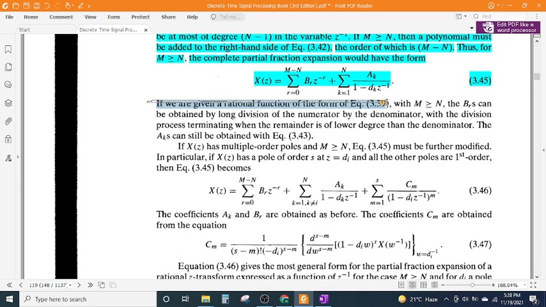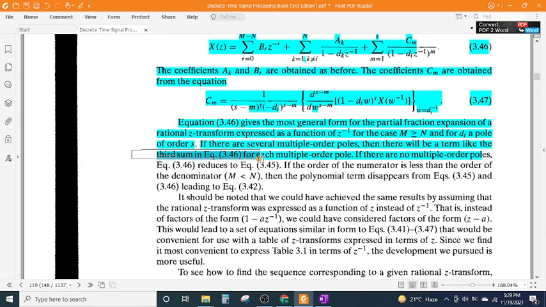of a rational z-transform expressed as a function of z^-1 for the case M >= N and for d_i a pole of order s. If there are several multiple order poles, then there will be a term like the third sum in Eq. 3.46 for each multiple order pole. If there are no multiple order poles, Eq. 3.46 reduces to Eq. 3.45. If the order of the numerator is less than the order of the denominator, M < N, then the polynomial term disappears from Eqs. 3.45 and 3.46, leading to Eq. 3.42.